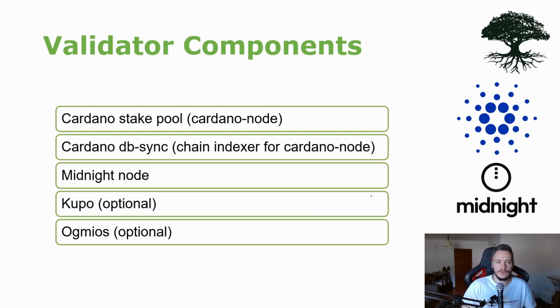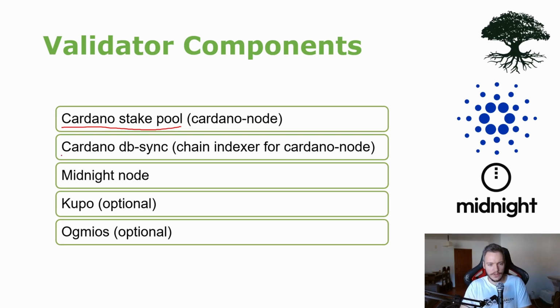What components do we need to run a Midnight validator? First of all, like we said, we need a Cardano stake pool. So the basic component of that is the Cardano node. Usually the setup is a block producing node and relay nodes separated, and the block producer being hidden from the network completely. For the testnet environment, we don't need such strict security measures as for production, so you can run a Cardano stake pool on just one node and it can act as both a block producer and a relay.